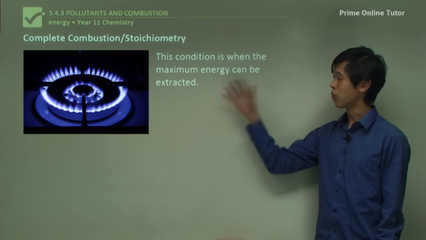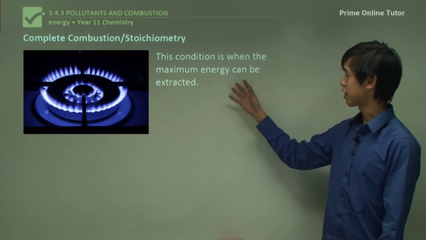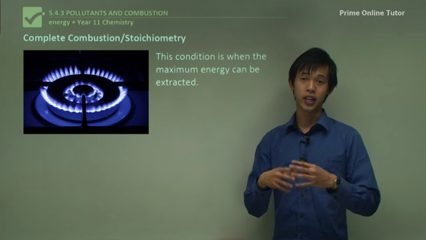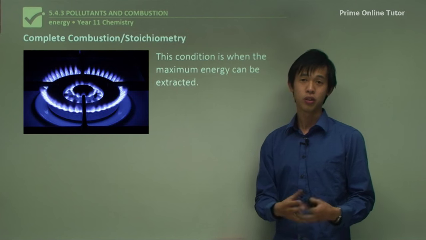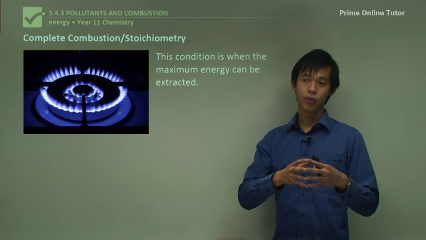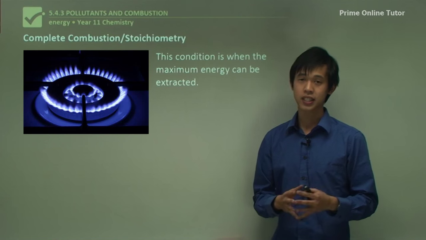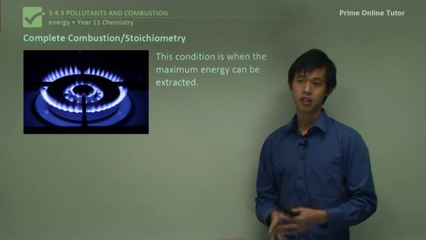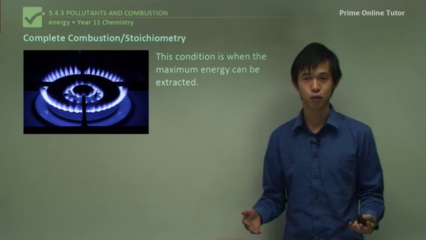Well, when we're at complete combustion, we get the most energy out of that fuel. So when we burn a fuel and we get incomplete combustion, we lose some energy, and I'll explain how that works in a second. But when we have complete combustion, we're practically getting all the chemical energy out of that fuel and turning it into heat or light or some other form of energy.